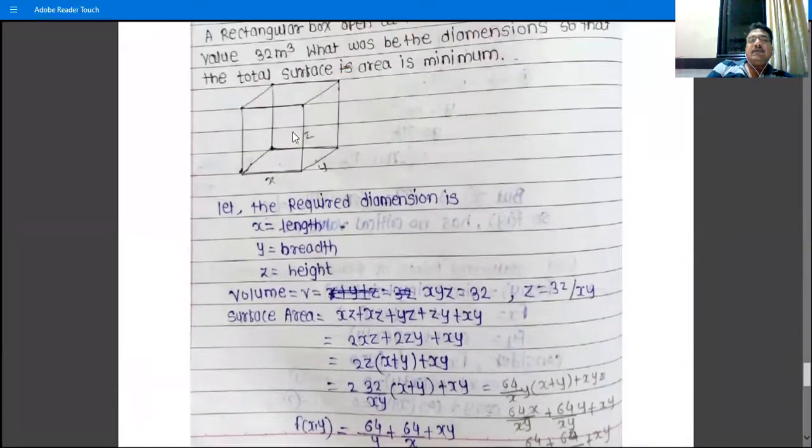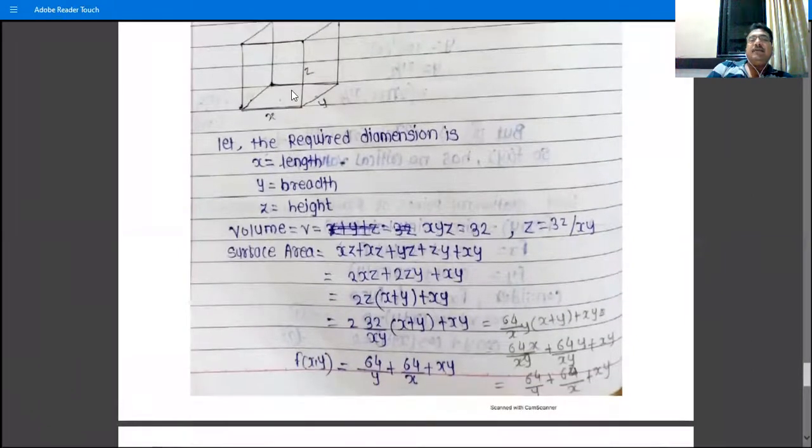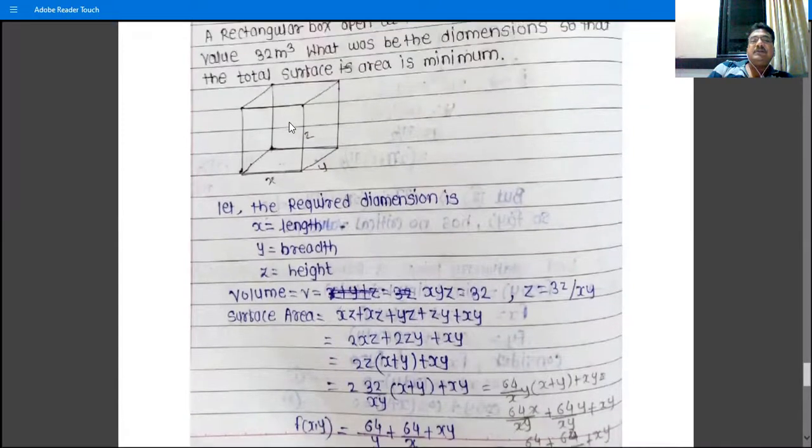And for the surface area, there are 5 surfaces for this box. So find the area of each surface and add all these 5 surfaces. The front surface has area, length into breadth, x into z. Then the back surface is of the same dimension, so it is again plus xz.